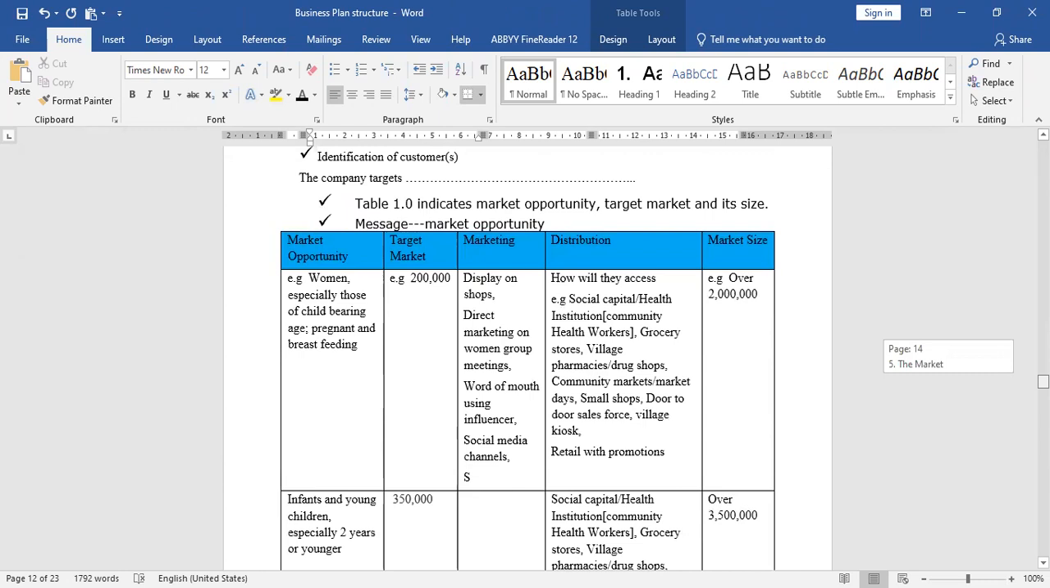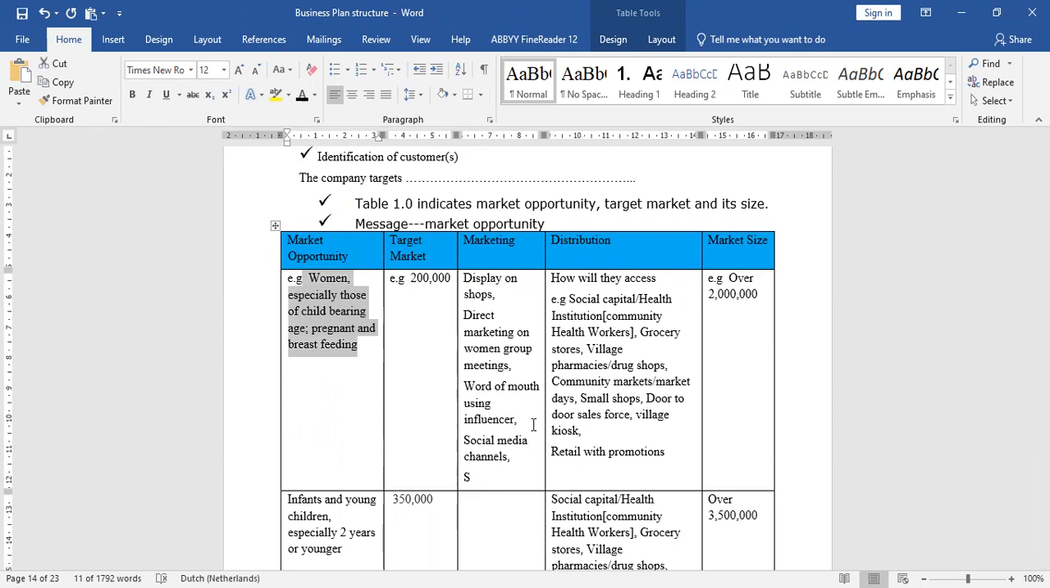Then we looked at the market, and on the market we said you already identified the who, and that is the market opportunity. This time we said, now you know the market opportunity, give us the size that you are going to target. We've seen we have a potential of 2 million, but we want to convert at least 200,000 households by year 4. So he puts the target at 200,000. And how will we reach them? Social media, maybe word of mouth, okay?